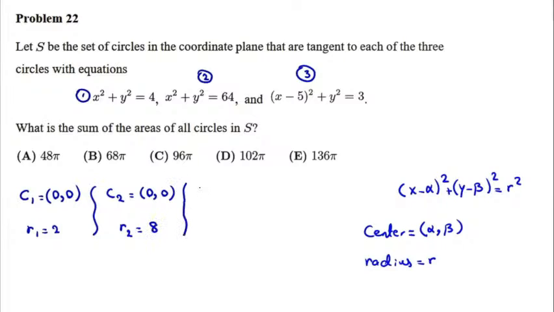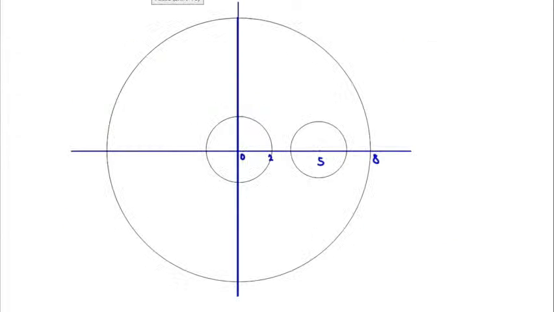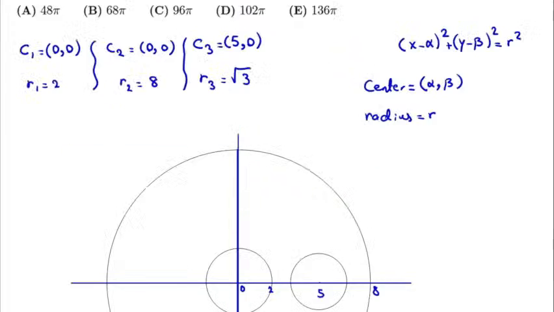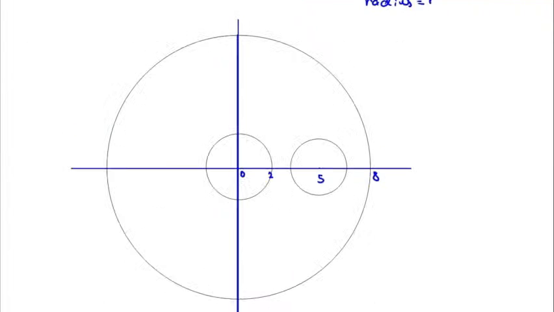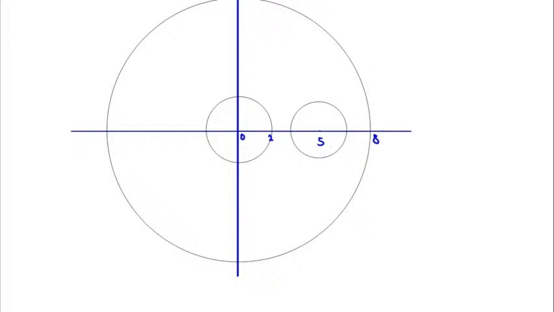C3 is (5, 0) and radius 3, equal to root 3. So let's draw these three circles. Okay, the three circles are these. We should find all circles that are tangent to each of the three circles with the given equations. So let's find all circles.